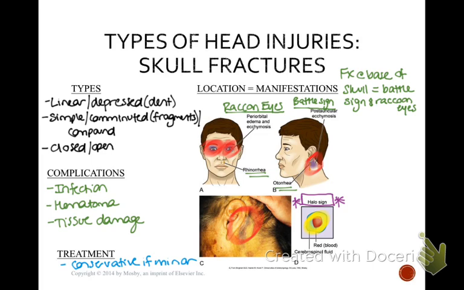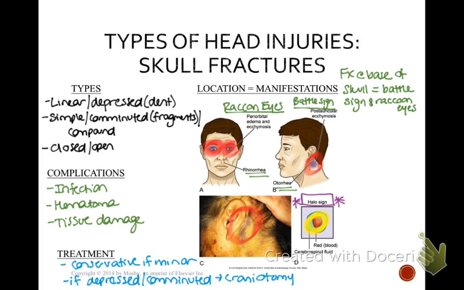So how are we going to treat it? If it's a linear, non-depressed, simple, closed skull fracture, we just might watch them. There's not much we can do, right? Are we going to put the skull in a cast? That would be kind of silly. They'd be wearing a helmet, I guess. But we would just conservatively watch them.